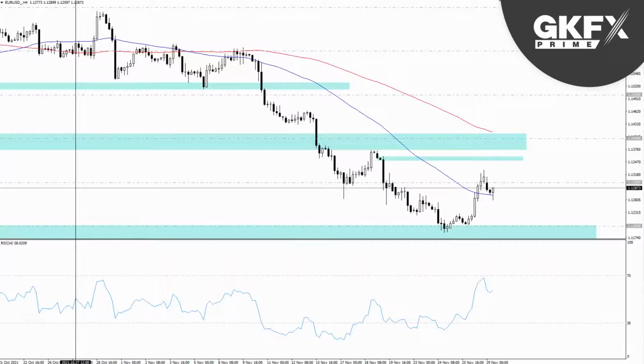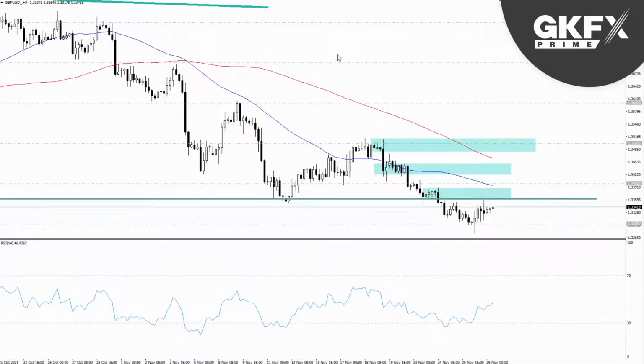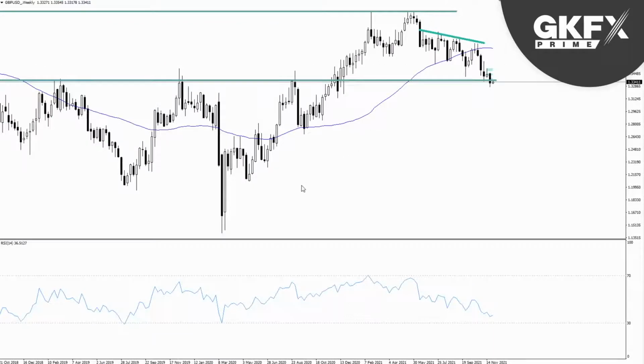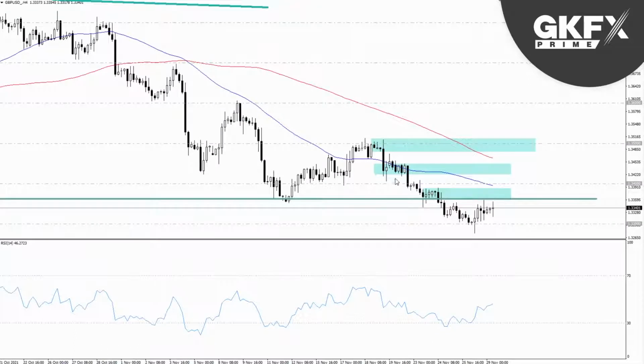Let's see. Moving on to the British pound, let's just give some context to this on the weekly chart. This was our big long-term level that we've been talking about. We did eventually flush through it, and now we're kind of testing up from the underside of it. On the 4-hour chart, you can see that's where we dropped under it, and we're kind of nudging up underneath it.